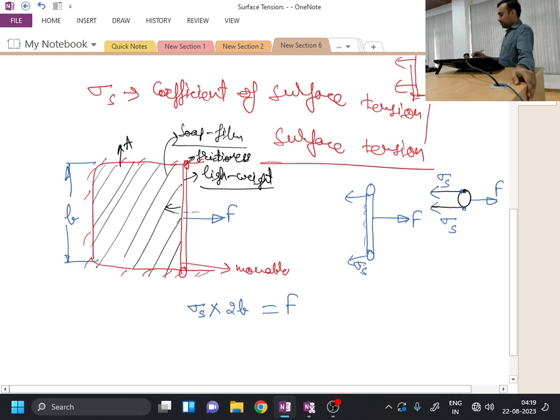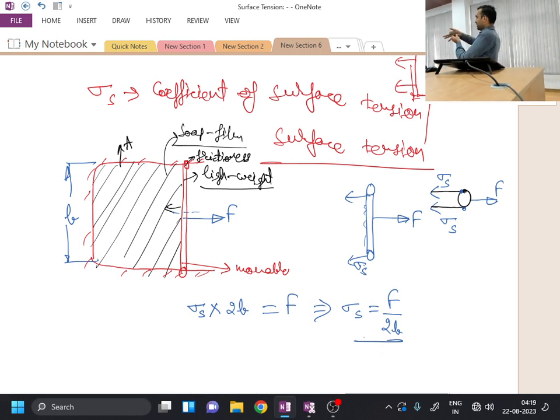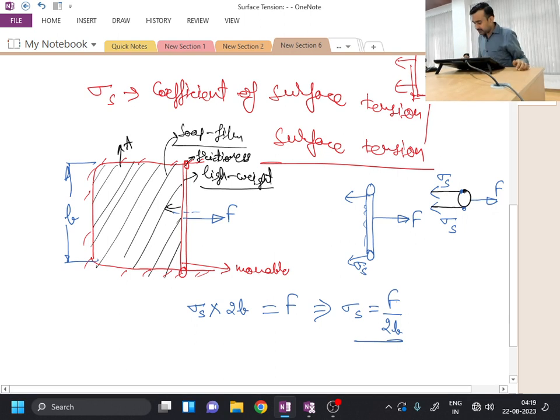Is this one clear? From here, sigma S is equal to F divided by 2B. What is 2B over here? 2B is the periphery of the interface at which surface tension is acting. This is the periphery of the free surface, or in other words, it is a length parameter. So the surface tension coefficient is force per unit length, because of which the unit can be written as Newton per meter. In the SI system, the unit of surface tension is Newton per meter.